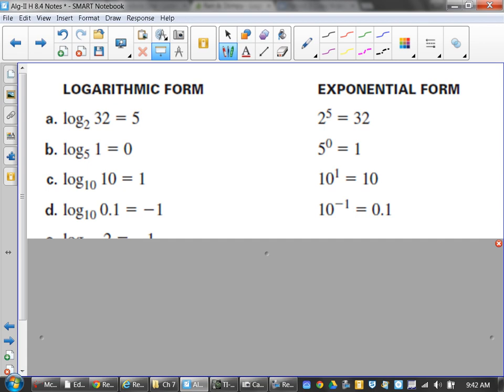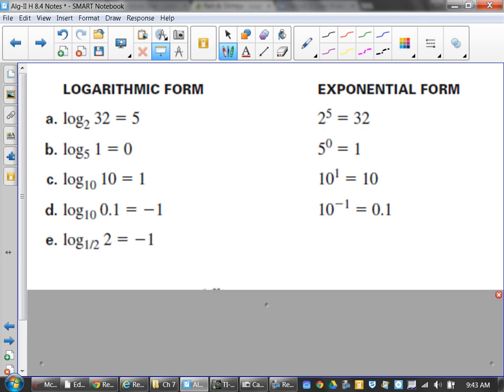Which kind of leads me here, you see how this is going to play into calculator, non-calculator. Because on your calculator, there's a log button, and it will do all of this for you. So if you didn't know what log base 5 of 1 is, you could press that in your calculator, and it'll tell you your answer is 0. But me being me, I make you do this stuff by hand.